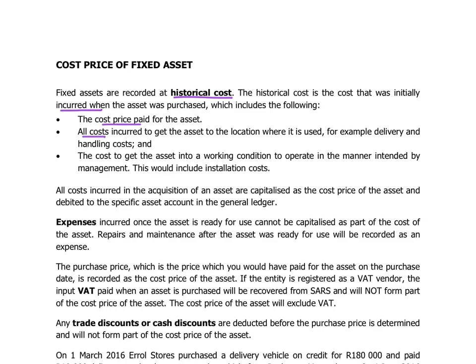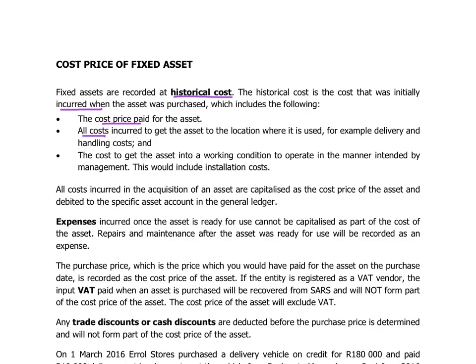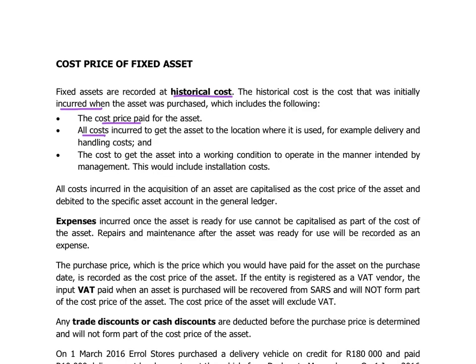The cost to get the asset into a working condition so that you will be able to operate the machinery, for instance, you will have to pay installation costs. If you buy computers, the network will have to be installed. So all those expenses that you pay to be able to use your asset will form part of the cost price of the asset.